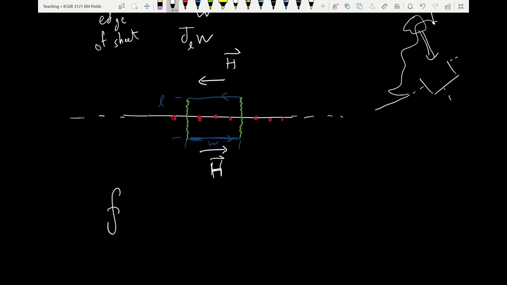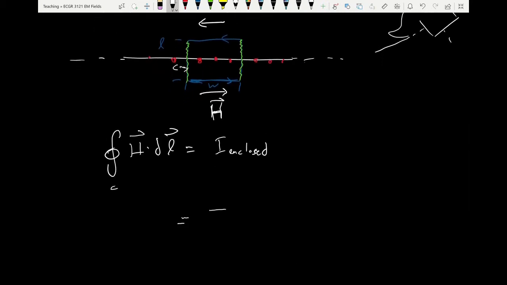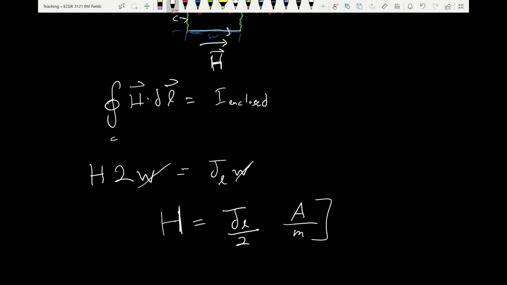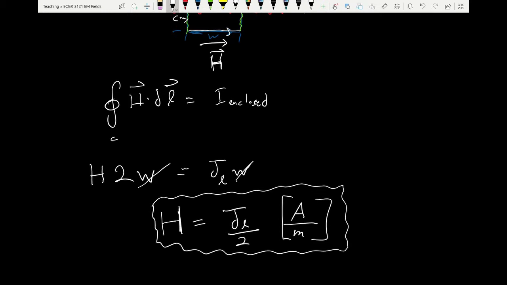So if I do my path integral now, closed contour C of H dot dl equals I enclosed, right? This is Ampere's law. What is I enclosed? I enclosed is J_L W. That's from the definition of the line current density. And then I can take H out, and I'm integrating over W twice, over W here and then over W here. So I'm going to get 2W. W cancels with W, and I end up with this expression for the magnetic field intensity. The magnetic field intensity is going to be J_L over 2 amps per meter. And this is the result that we got pretty easily, I would say, for an infinite sheet.